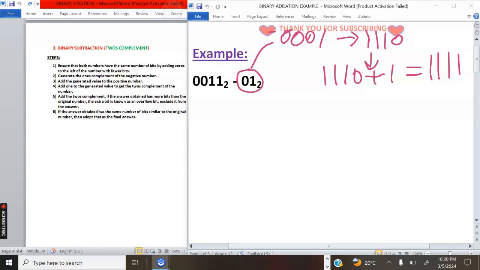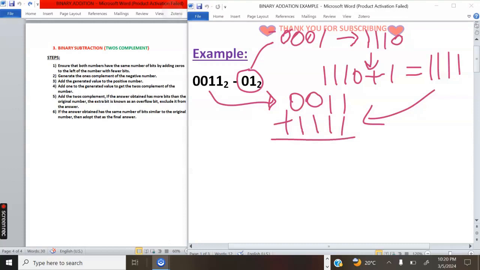Now we add the two's complement to the positive number. Our number is 0011, and the other one is 1111, and we add them. Remember the rules of addition: 1 plus 1 is equal to 10. Therefore, you write 0 and carry 1 above. Let me draw a line here to separate. So 1 plus 1 plus 1 is 11, so we write 1 and carry another 1.